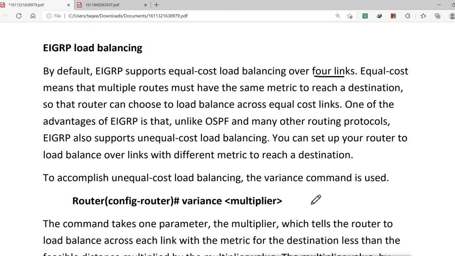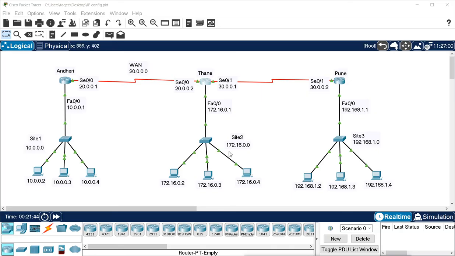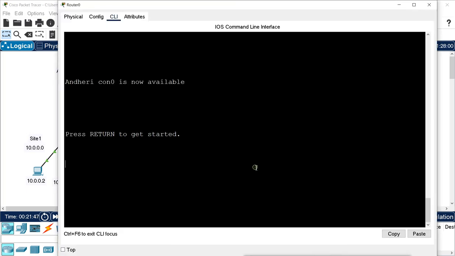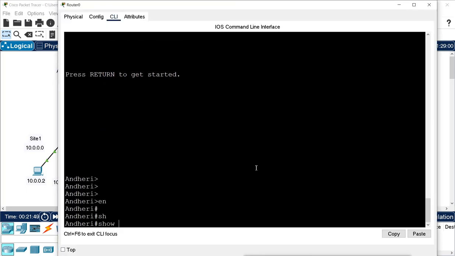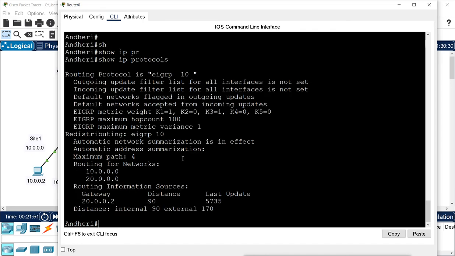So remember, by default the variance value is set to 1. We saw that when we run the command show IP protocols. It shows that the variance value is set to 1. And 1 means what? It is going to support the equal paths. Maximum 4 paths and equal paths. Equal cost path means that the paths have the same metric.